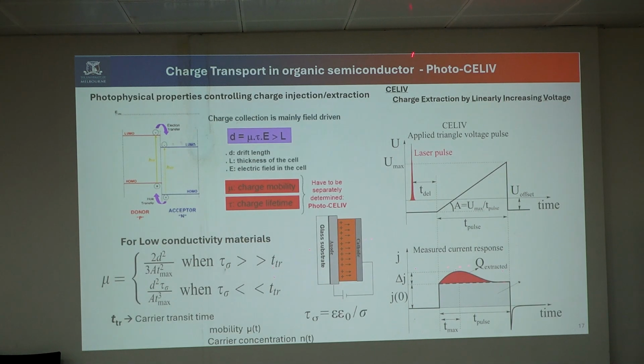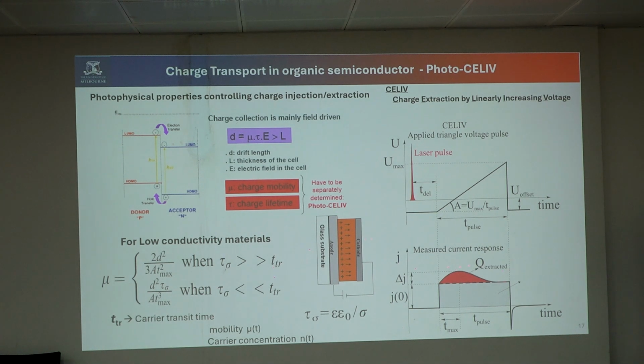Another method is photo-CELIV, which is charge extraction by linearly increasing voltage. We have a device with anode and cathode, and on one side we apply a laser pulse. The light pulse generates charges, which move toward the electrode. We collect those charges by applying a linearly increasing voltage; after a fraction of a microsecond following the pulse, we start applying the voltage from zero. The voltage could be a square potential or a linear potential.